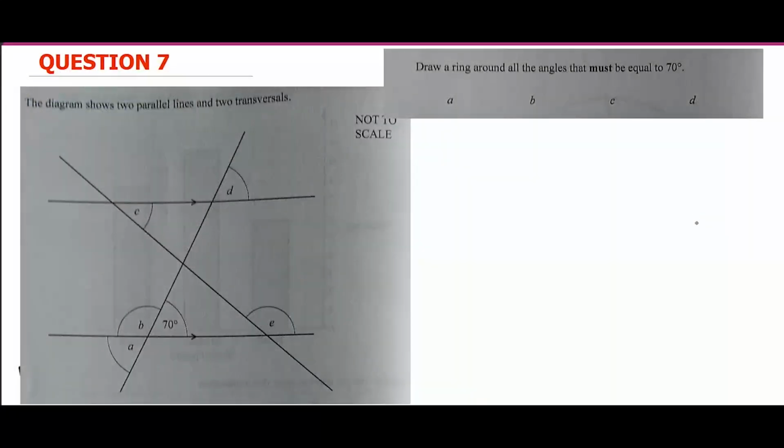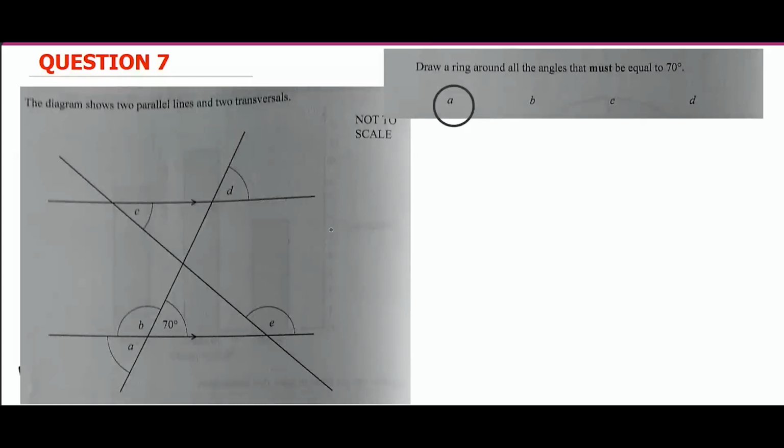The diagram shows two parallel lines and two transversals. Then you are asked to draw a ring around all the angles that must be equal to 70 degrees. If you look at angle A here, yes, angle A will be 70 degrees. Why? Because A and 70 degrees are vertically opposite angles, and vertically opposite angles are equal. So A will be 70 degrees.